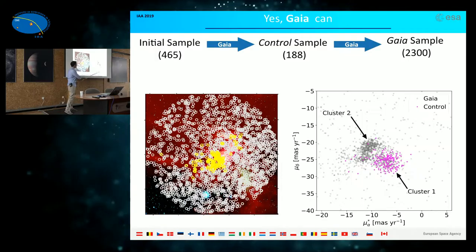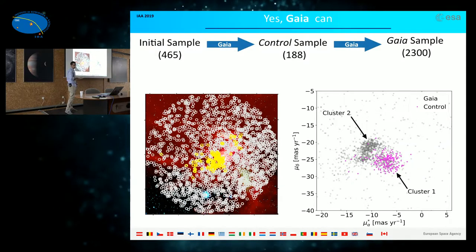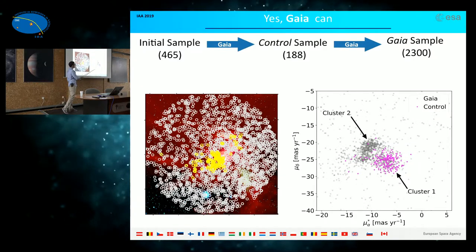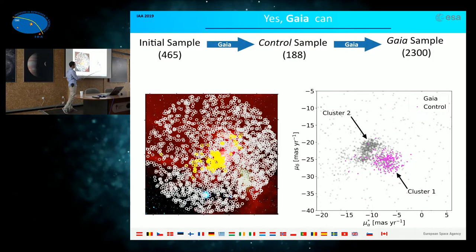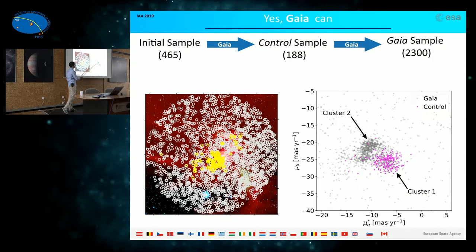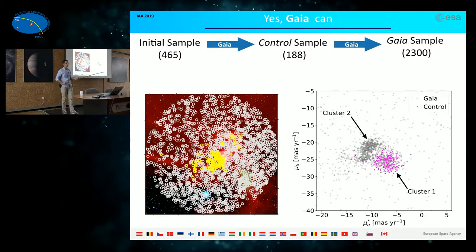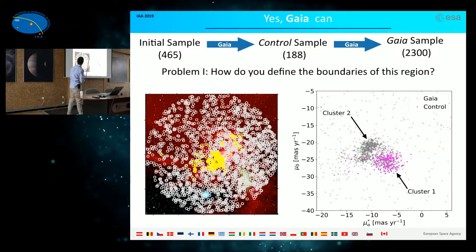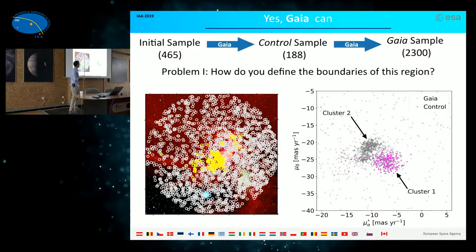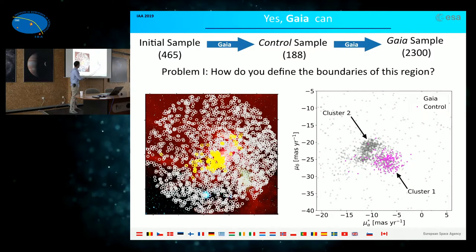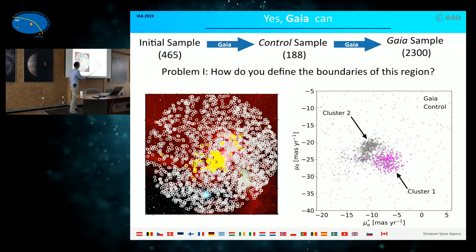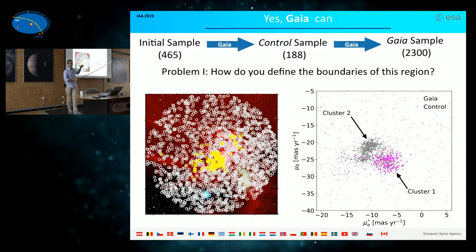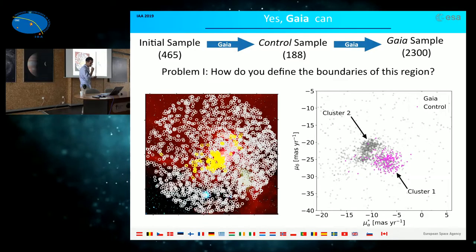This is also a zoom in the velocity space, because the velocities are actually much larger in both directions, but I wanted to focus on the distribution of velocities of my control sample, what is labeled here as cluster one. And you can see that there is another cluster here. And no worries, I will go into that in the next slides. So, one obvious question: how do you define boundaries in this region? How do you say, okay, I want only the stars that belong to this part of the velocity space? It's not easy to discriminate between these regions by eye, at least.